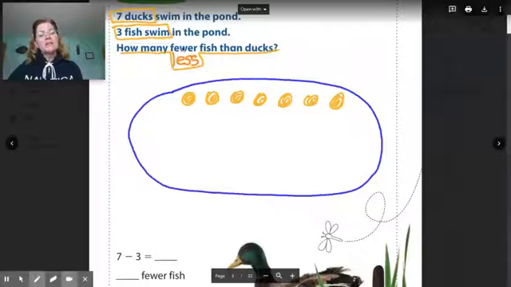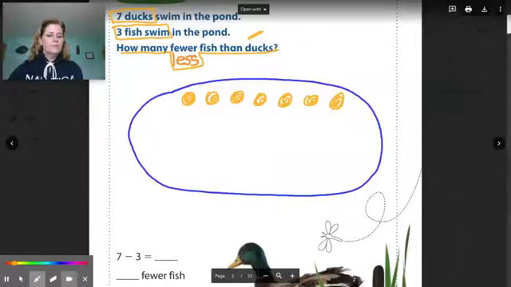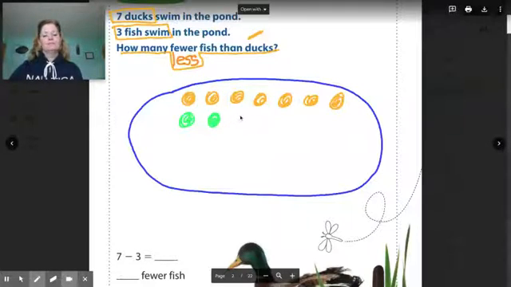Well, whenever you're asking for fewer or more, it's always subtraction. So we're going to be doing some subtracting. So let's go ahead, and we drew our ducks. Now let's draw our fish. My fish are green. I have 3 fish. 1 fish, 2 fish, red fish, blue fish. I couldn't resist. So here's my fish. Okay, I have 3.